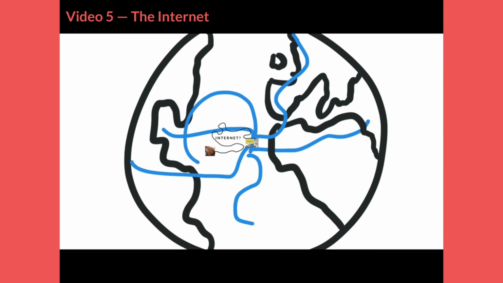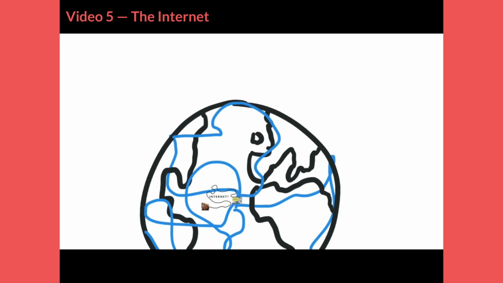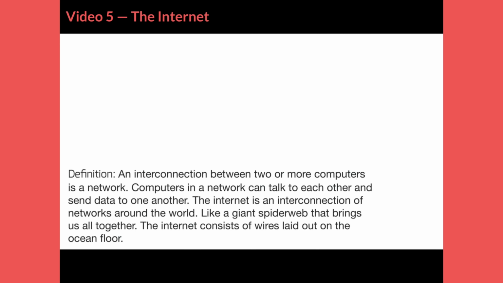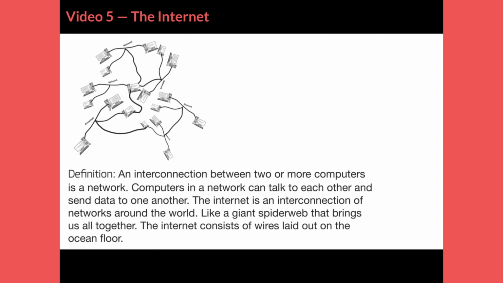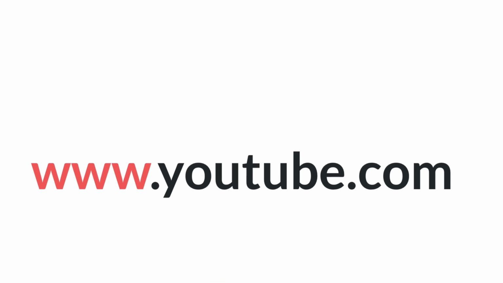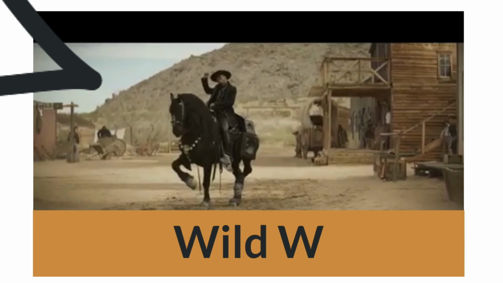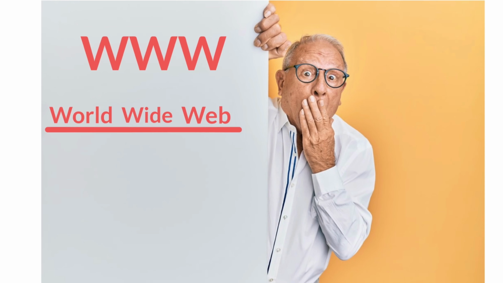In the last video, we learned that the internet are cables connecting all the computer networks on the entire planet with servers and one another. You have surely seen that all websites' names have a www before them. This stands for Wild Wild West. Oh sorry, I meant to say World Wide Web.